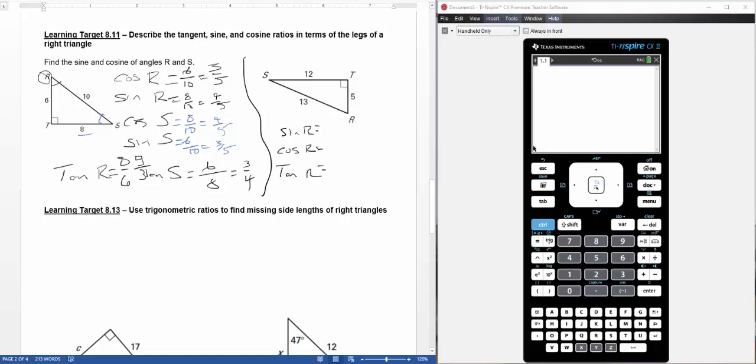Let's see, the sine of R, opposite over hypotenuse. From R's perspective, the side opposite of it is 12, and the hypotenuse is 13. From R's perspective, the adjacent leg is 5, and the hypotenuse is 13. And from R's perspective, the opposite leg is 12, and the adjacent leg is 5.